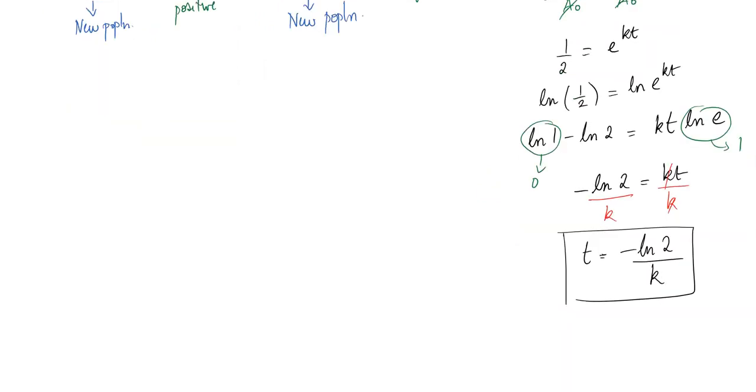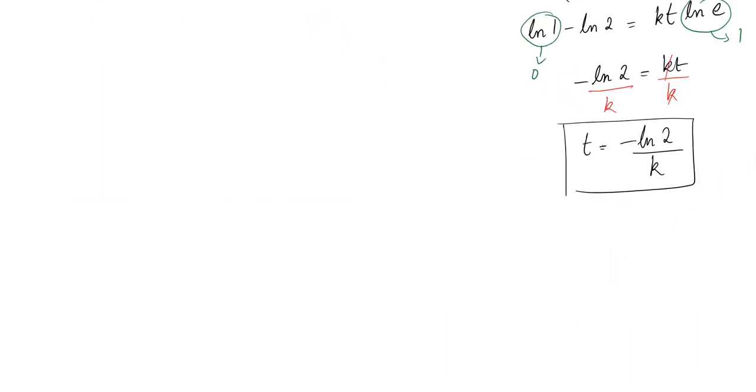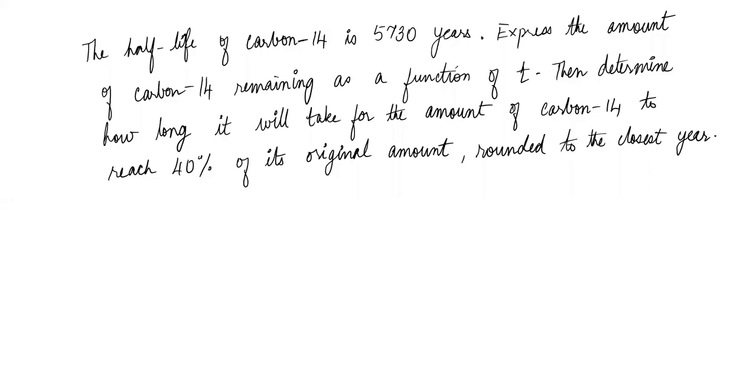So we'll look at a problem now. The half-life of carbon-14 is 5,730 years. Express the amount of carbon-14 remaining as a function of time. Then determine how long it will take for the amount of carbon-14 to reach 40% of its original amount, rounded to the closest year. All right, let's take it one step at a time.